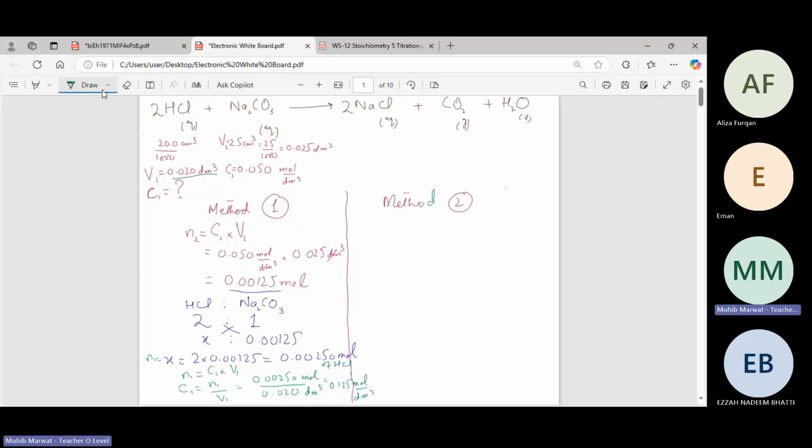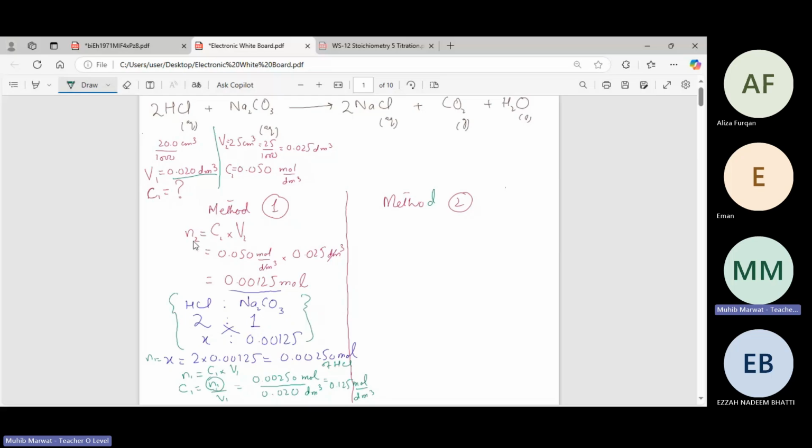So let me revise it again for you. The volume of acid was given. We will have to find the concentration of acid. The volume of base was given. Concentration was given, right? Now, finding the concentration of acid, we need the number of moles of acid over here. So in order to find the number of moles of acid, we will be using the mole ratio method. Remember, we have practiced a lot.